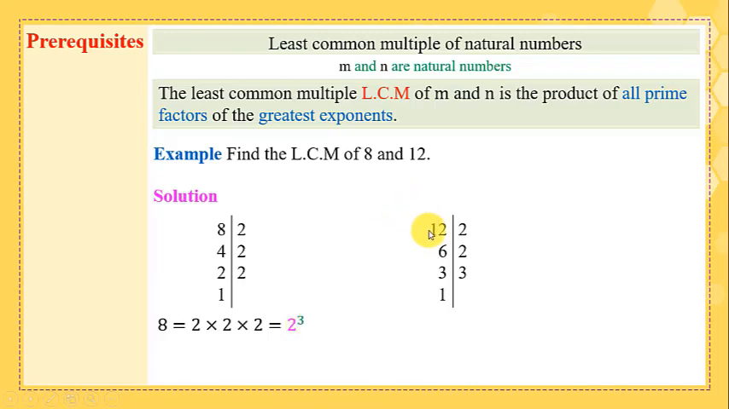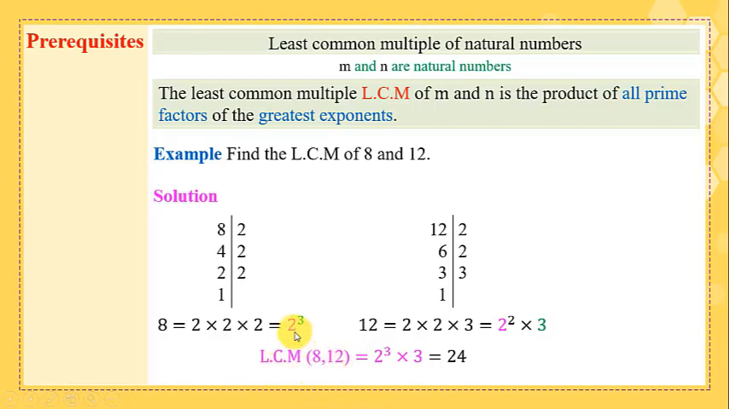And number 12 divided by 2 is 6, by 2 is 3, by 3 is 1. So 12 is equal to 2 times 2 times 3, equal to 2 squared times 3. So the LCM of number 8 and 12 is 2 exponent 3, since the highest exponent of number 2 is 3, times 3, which is equal to 24.